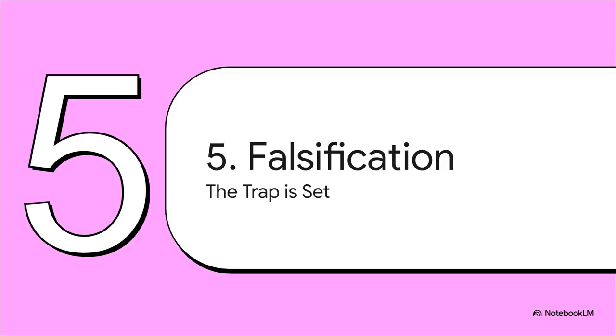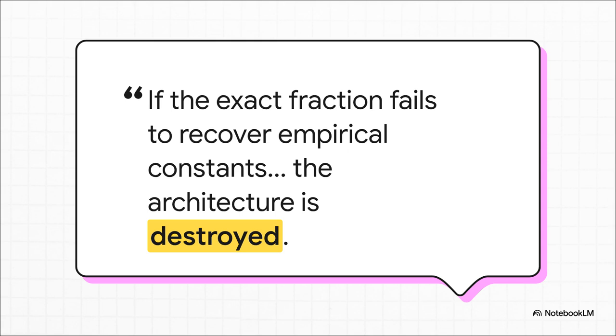Finally, Section 5, the ultimate falsification test. The trap is officially set. Now, unified dynamics isn't just beautiful, theoretical math that hides behind untestable ideas. It actually sets an absolute brutal trap for future observations. As this quote lays out, if the physical universe doesn't perfectly match the geometry of the 7 over 192 fraction, the entire framework is scientifically dead.